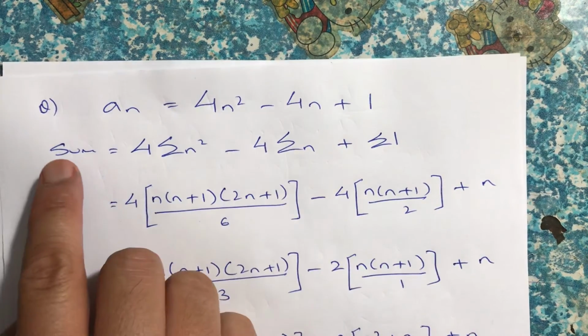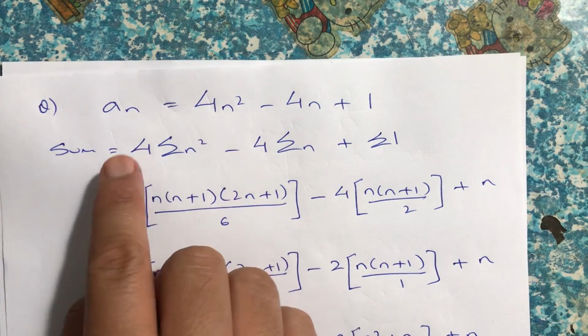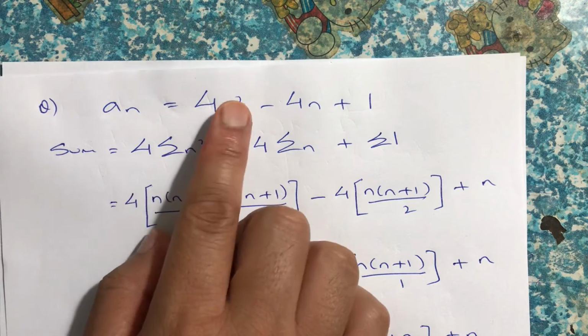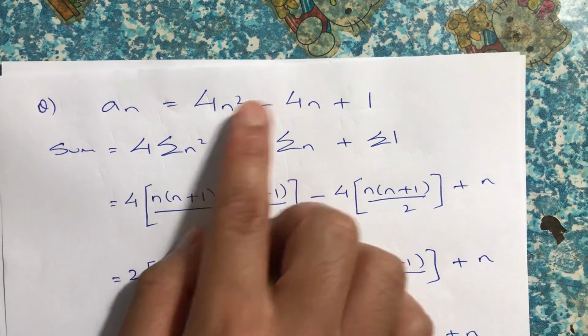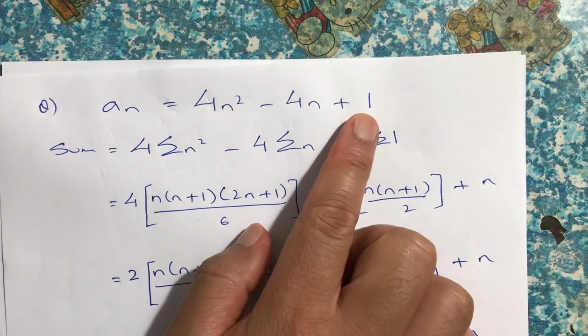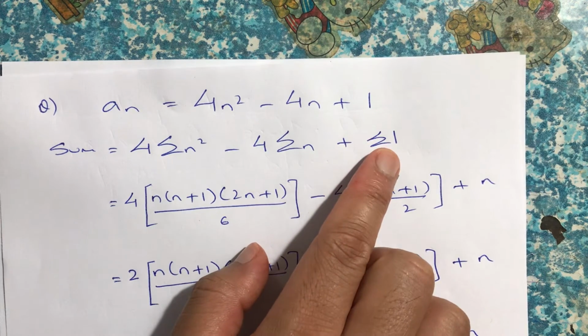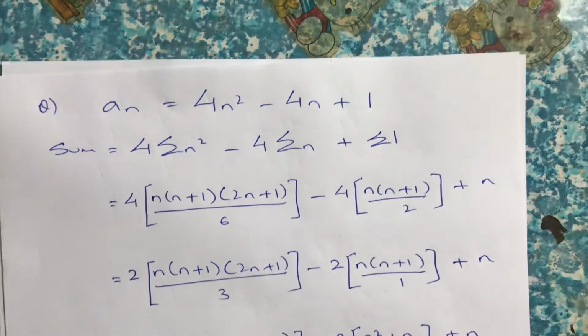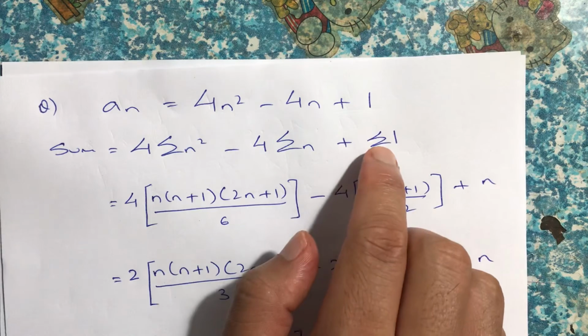What I've done is, in the sum, the 4 that is the constant is already taken out. Then we have sigma n square, that's the formula, minus 4 is taken out, sigma n, and plus over here is the constant, so we write sigma 1. Clear? If there is only a 1, then we write 1.